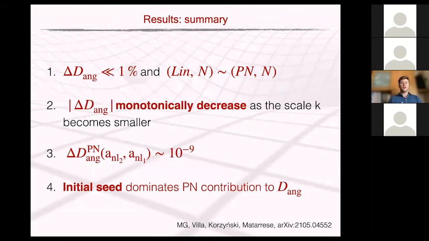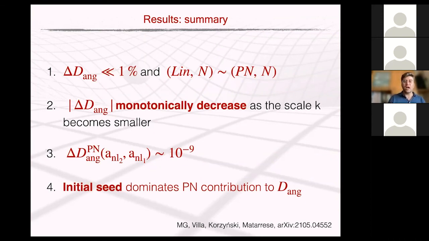Okay, so we can summarize the results by saying that, in agreement with other results in the literature, we found that the impact of nonlinear corrections is much smaller than 1%. But we also saw that linear-Newtonian and post-Newtonian-Newtonian have a similar variation. And we trace this behavior back to the fact that the Newtonian approximation of the metric is missing the linear and post-Newtonian initial seed term.